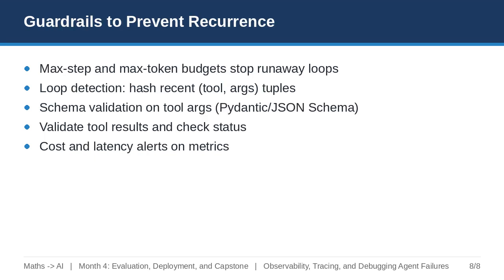Finally, turn each fix into a guardrail. Budget the number of steps and tokens to kill runaway loops. Detect loops by hashing recent tool calls. Validate arguments against a schema before execution, and check tool results for errors. Wire cost and latency alerts to your metrics backend. Observability is an ongoing feedback loop driving continual improvement.